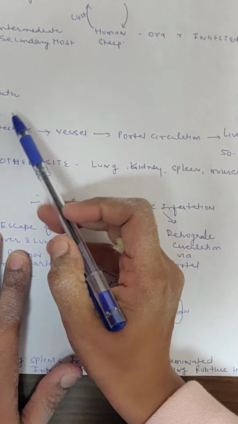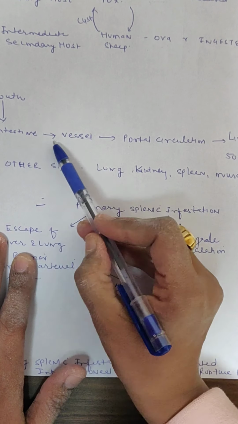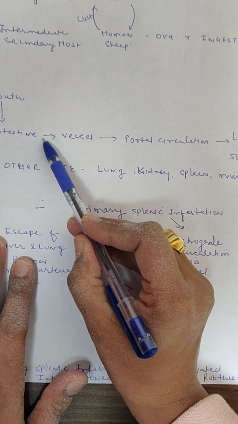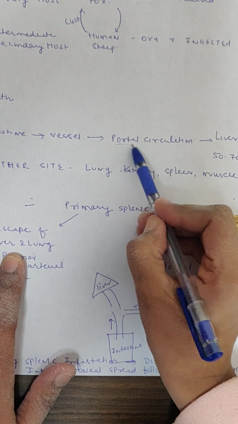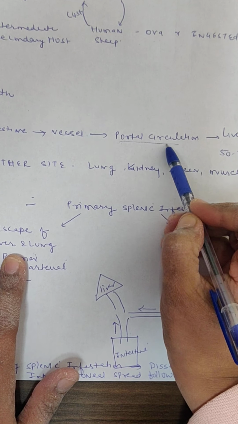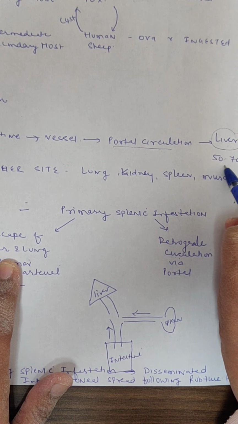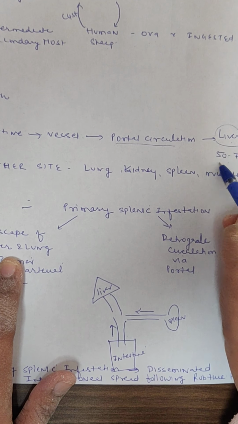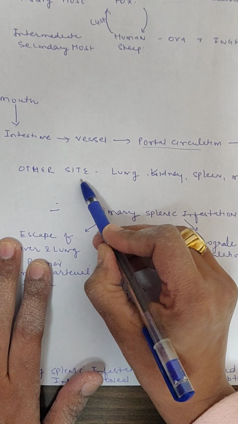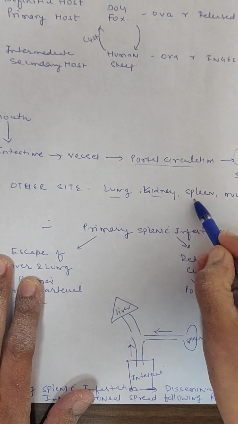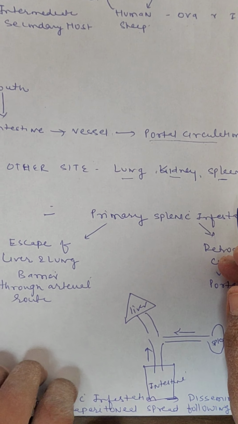Now in humans, through the mouth they come into the intestine. From the intestine they cross the intestinal wall and reach the vessels, and finally through the mesenteric vessels reach the portal circulation, and we know via the portal circulation they reach the liver. The liver is the most common site of the hydatid cyst, in near about 50 to 70% of cases, and the least common sites are the lung, kidney and the spleen. Here, today we received the splenic hydatid cyst.